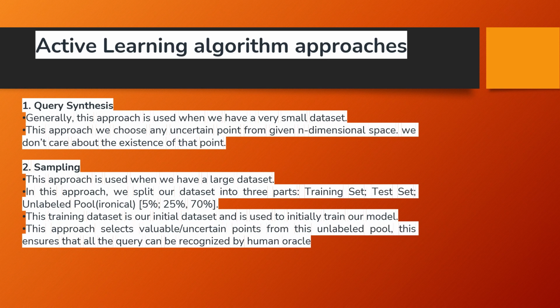Sampling: in this case, we can definitely use large data sets. In this approach, we split our data set into three parts: training set, test set, and unlabeled pool. We can have percentages like 5%, 20%, 70%. The training data set is our initial data set, and it is used to initially train our model. This approach selects valuable or uncertain points from the unlabeled pool. This ensures that all the queries can be recognized by a human annotator. So in that, we can do the best classification. Sampling is applicable for large data sets.